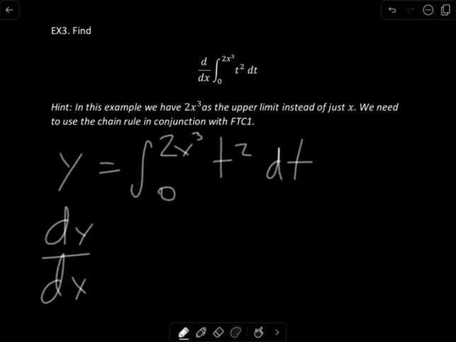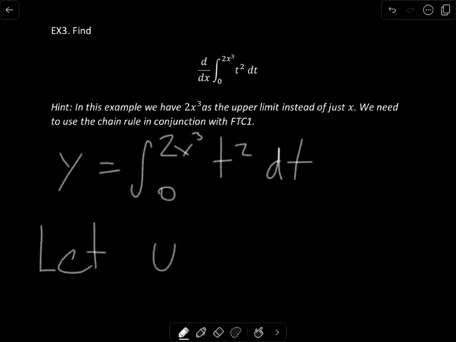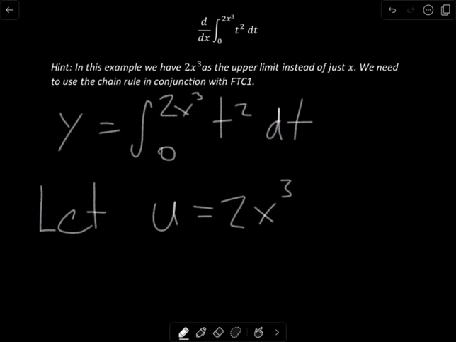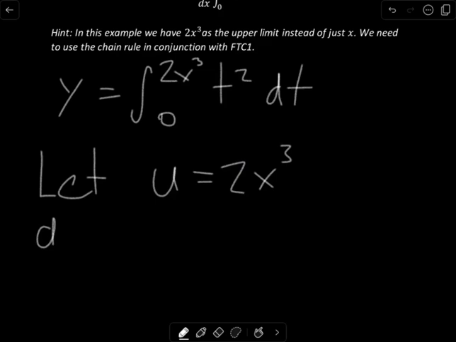Okay, now because we don't just have x in the upper limit, but we have a function of x, you must use the chain rule. So you have to use the chain rule. Therefore, what I'm going to do is I'm going to say let u equal to 2x cubed. Okay, we need to have u equals to 2x cubed. Then our goal is to find dy dx.